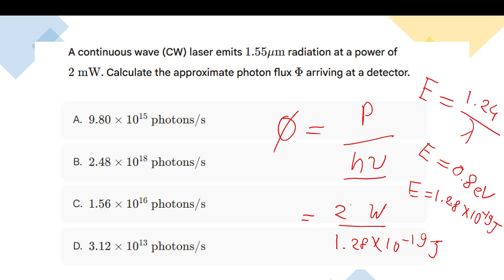Watt we can convert into milliwatt, and milliwatt we can convert into watt, so watt is nothing but just joule per second. So if we cancel this and calculate, the value will come approximately 1.56 into 10 to the power 16 photons per second. Okay, so they are asking to calculate the approximate flux density, so the phi will be approximately this much.